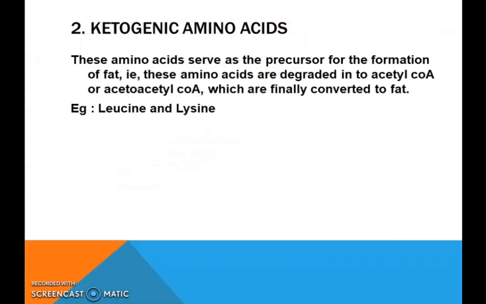Now we come across ketogenic amino acids. They are for the synthesis of fat. These amino acids are degraded into acetyl coenzyme A or acetoacetyl coenzyme A, which are finally converted into fat. What are the amino acids included in this category? They are leucine and lysine.